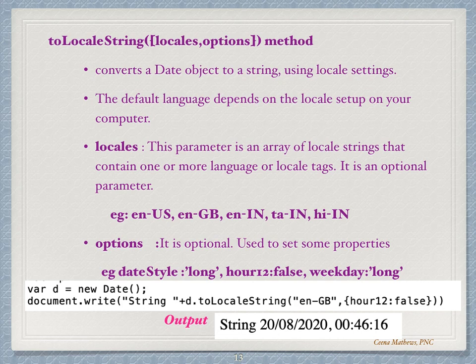And the other one is weekday. If weekday is set as long, and it is Thursday, it will display the word exactly, that is Thursday. Otherwise, if it is given as short, it will display only THU for Thursday. In this example, I have used hour12 as false, and so the time displayed is in 24-hour format, and the language used here is en-GB, which is British English. And so according to this language, it displays the date format.